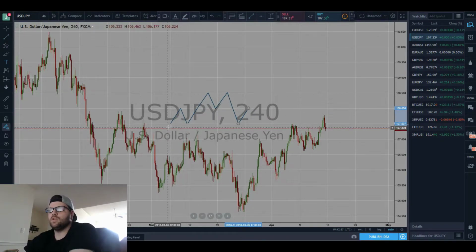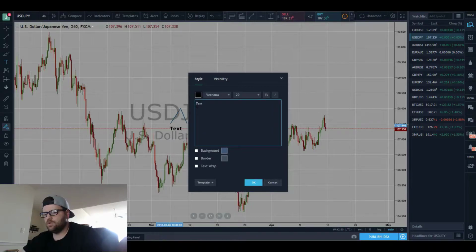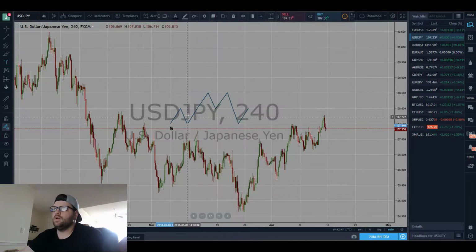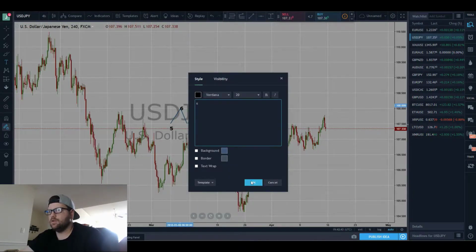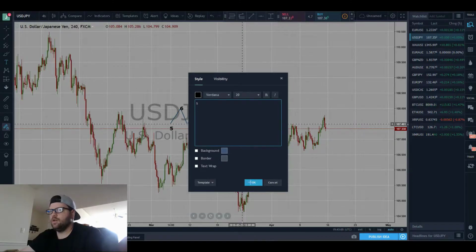Let's go ahead and throw some numbers on this so that it makes more sense. Pick a color. Let's just keep it simple. We'll do black. So that's going to be 5. Then it goes up to 6. Back down to 5. Back up to 6. Up to 7. Back down to 6, up to 7 again, back down to 6 again, down to 5, and then back up to 6.